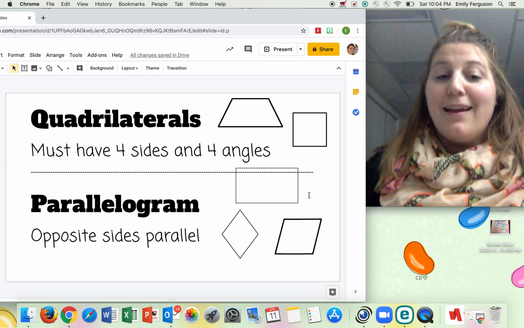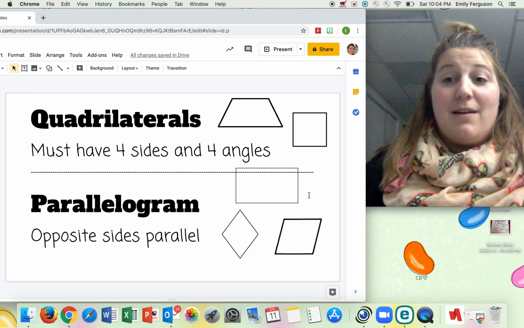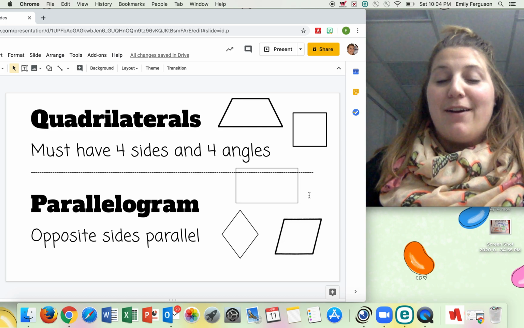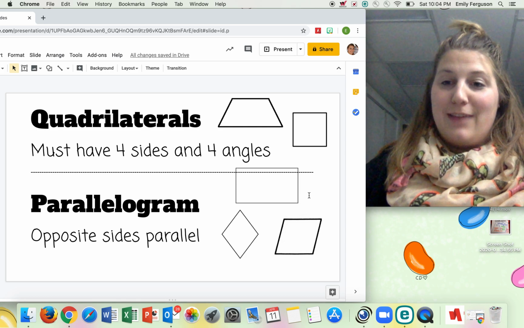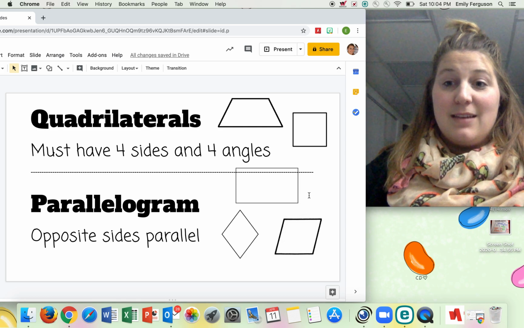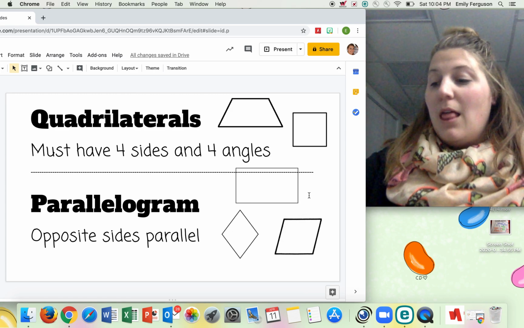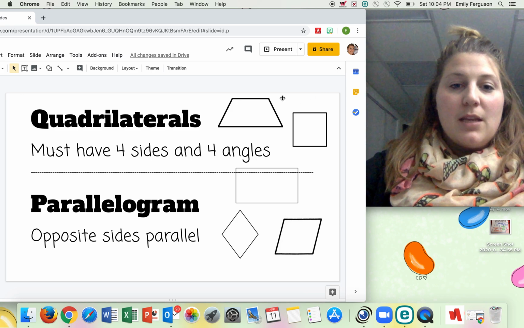Now, not all quadrilaterals are parallelograms. But all parallelograms are quadrilaterals, if that makes sense, because you're going to get deeper and deeper into organizing these shapes. So let me show you some examples to help.